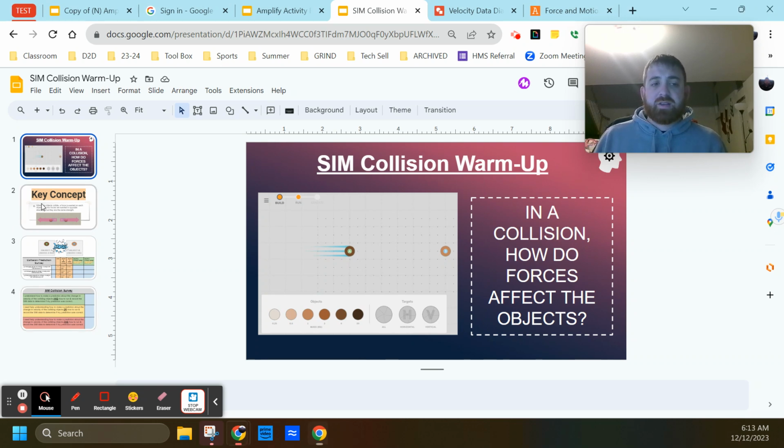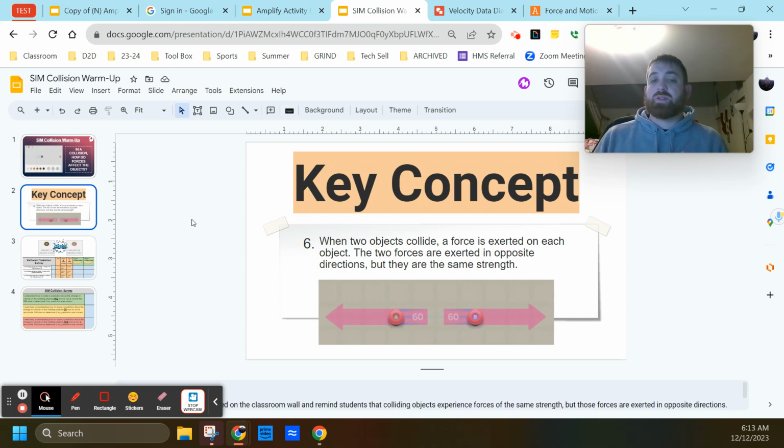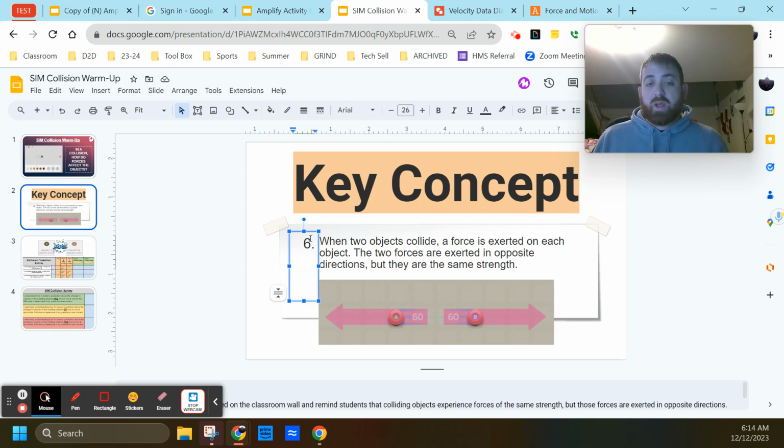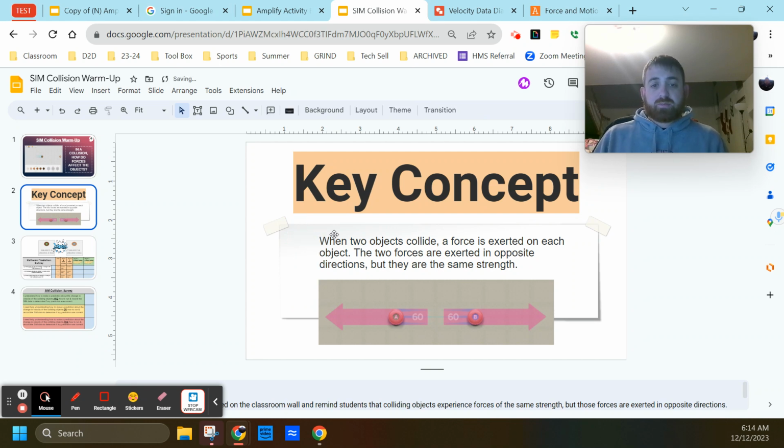So, as of today, we know that when two objects collide, a force is exerted on each object. The two forces are exerted in the opposite direction, but they are of equal strength. So, for example, in this image below, we have two objects. When they collide, you'll notice that the forces are equal and in opposite directions.